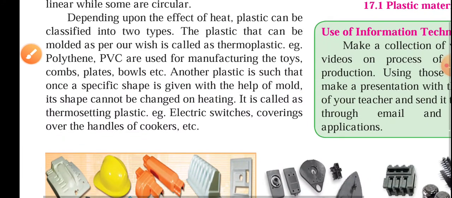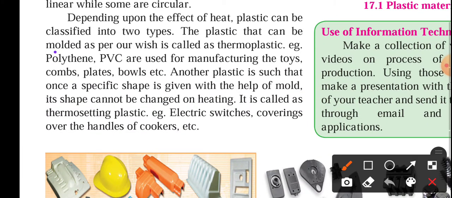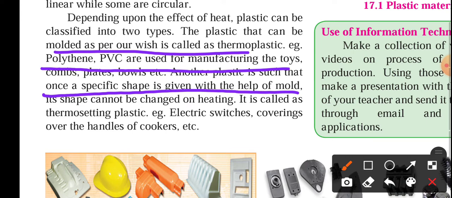Plastic can be classified into two types majorly. One which is molded as per our wish is called a thermoplastic. For example, polythene and PVC are used for manufacturing toys, combs, plates, bowls, etc. And the plastic such that once a specific shape is given with the help of a mold, its shape cannot be changed on heating, is called a thermosetting plastic. For example, electric switches, coverings over the handles of cookers, etc. These are the materials which, once set or cast, have a final shape. Even if you heat them, they will melt down or crack, but it will not be possible to change their shape.